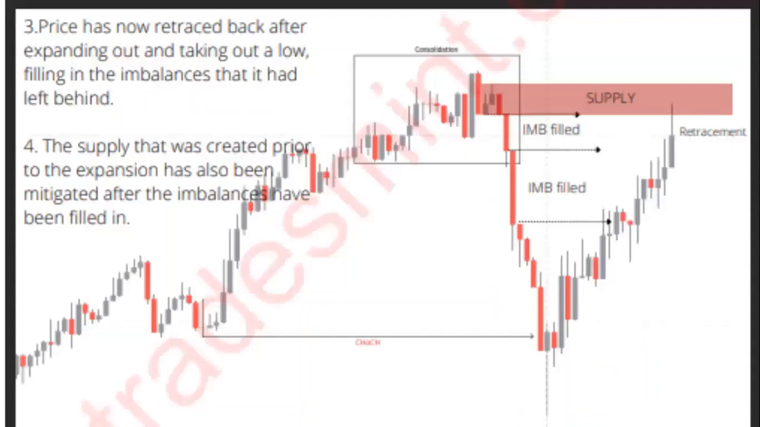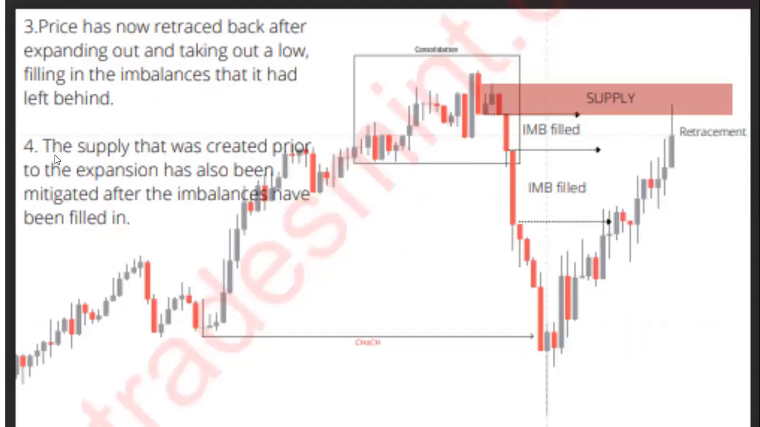All right. So now, price has now retraced back, expanding out and taking out a low. This is a low that it has given us, and filling the imbalance that had been left. So this imbalance was what? It was filled by the retracement. So retracement will fill the imbalance.